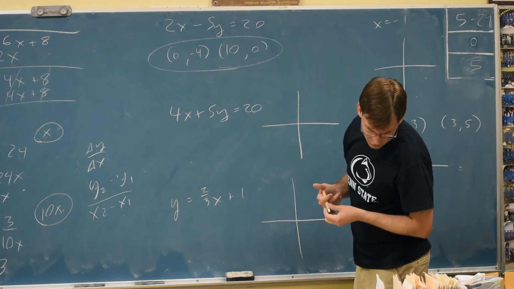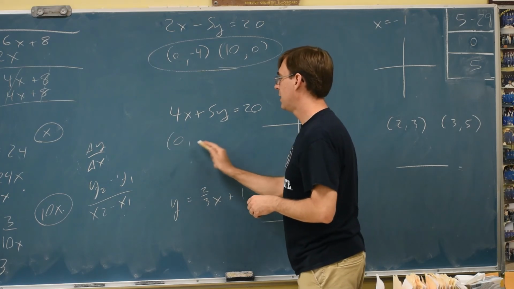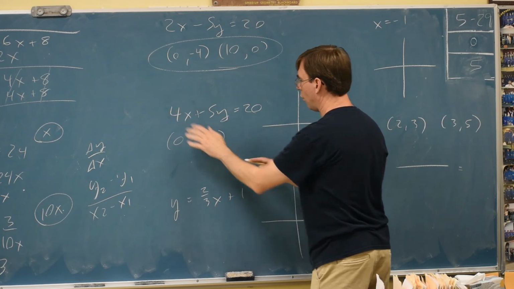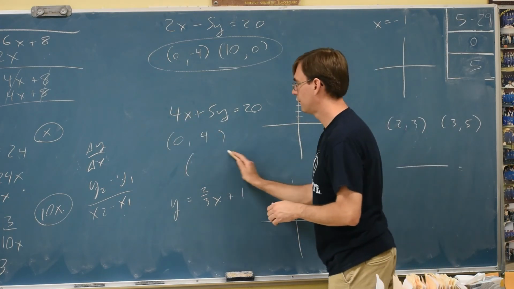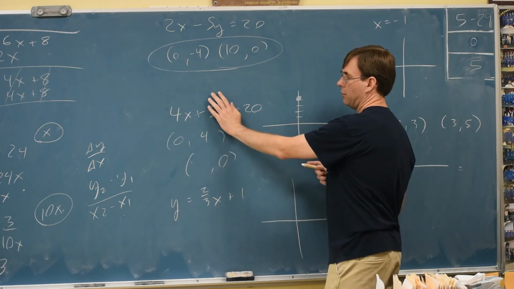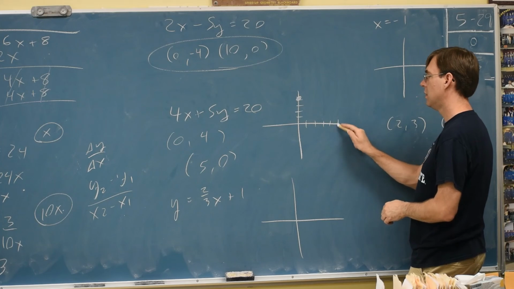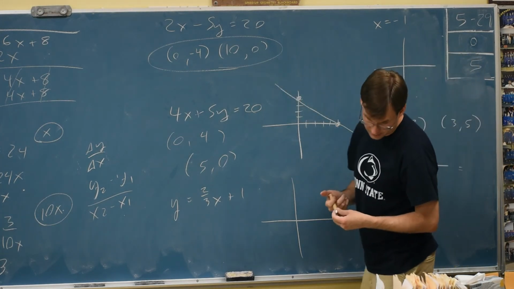I'm going to use that same trick to graph 26. For 26, if x is 0, the y we could figure out is 4. That would be a point up 4. If y is 0, cover that with your hand. X is 5, go right 5, and play a little bit of connect the dots.